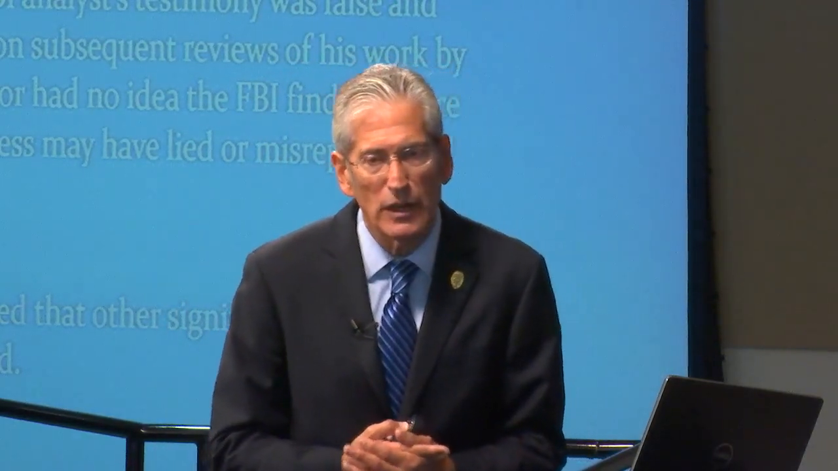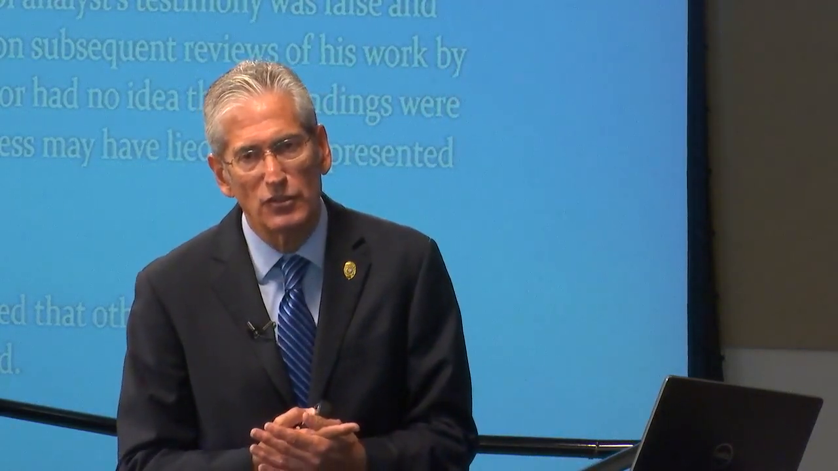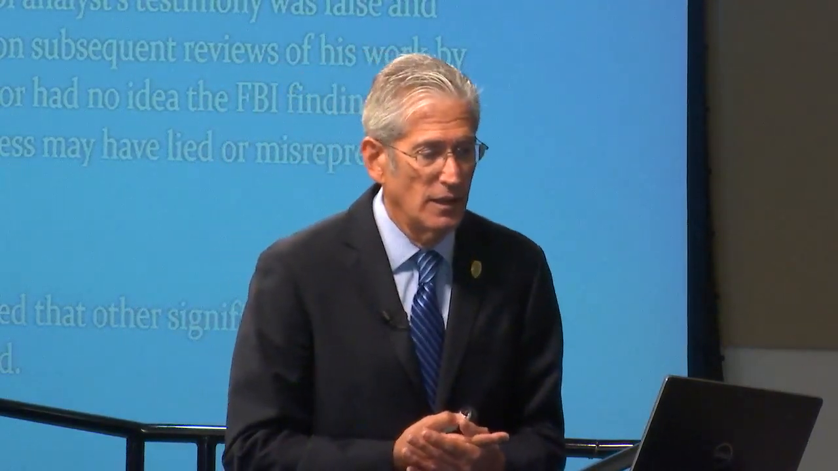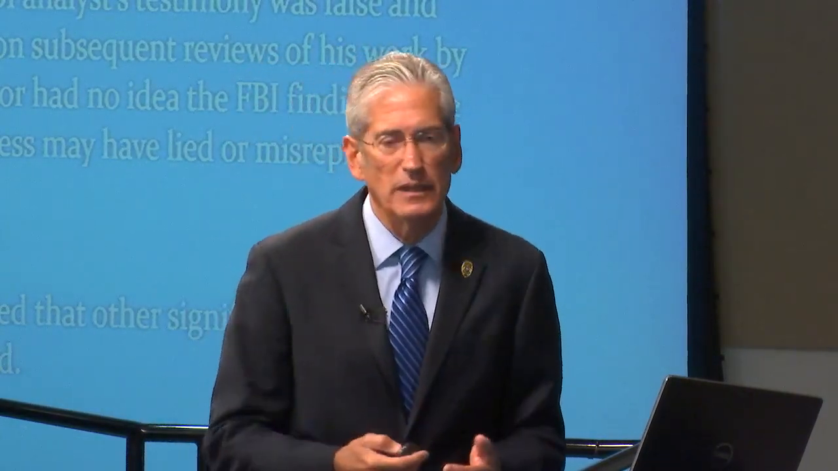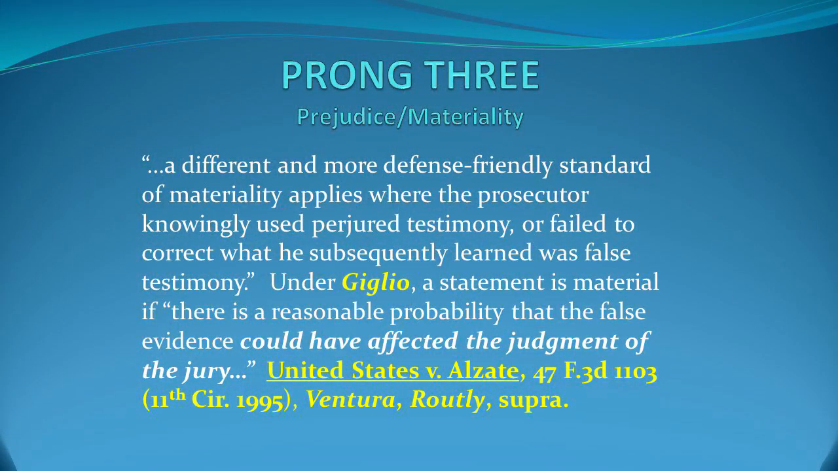The prosecutor has to be aware that the testimony at trial is false. And again, if it's just really minor, it's not going to rise to the level of being material. Prong 3, prejudice materiality. This is a much more defense-friendly standard of materiality, where the prosecutor knowingly uses perjured testimony. This is in United States versus Al-Assad. It's a federal 11th Circuit case in 1999. It's also mentioned in Ventura and Routley in the state case.